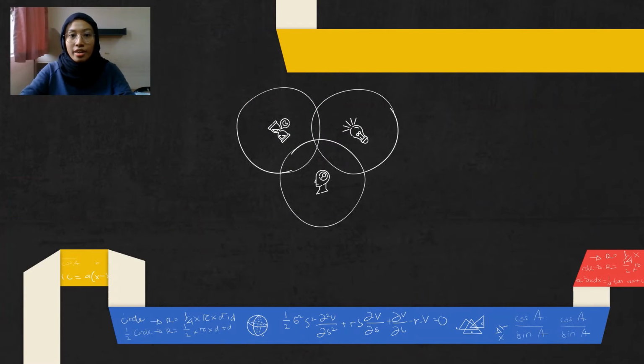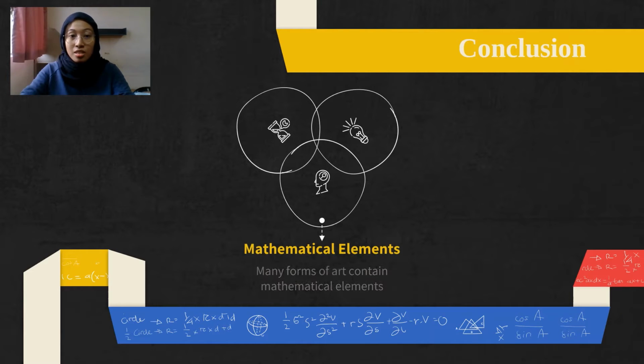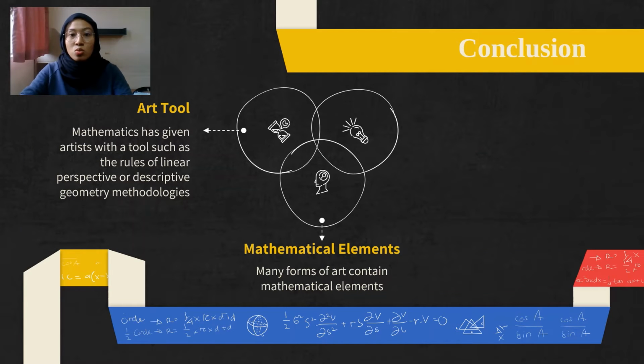Many forms of art, such as music, dancing, painting, architecture, and sculpture, contain mathematical elements. Each of these has a strong mathematical connection. It can be said that mathematics has given artists a tool, such as the rules of linear perspective or descriptive geometry methodologies, among other ties to the visual arts.